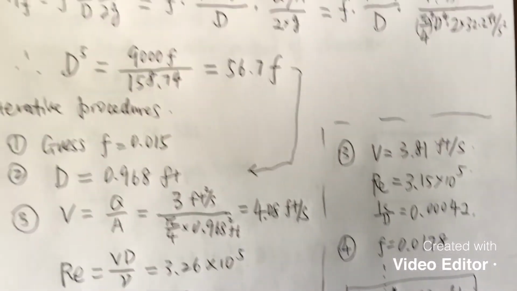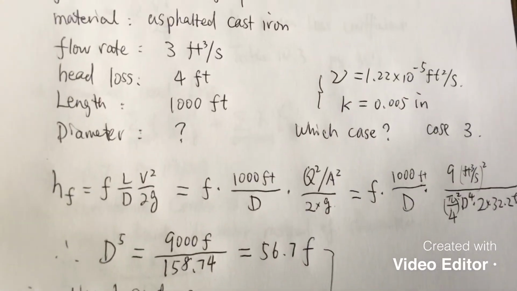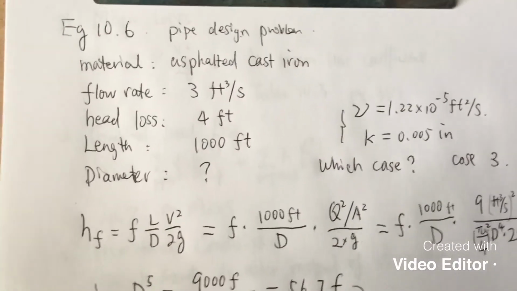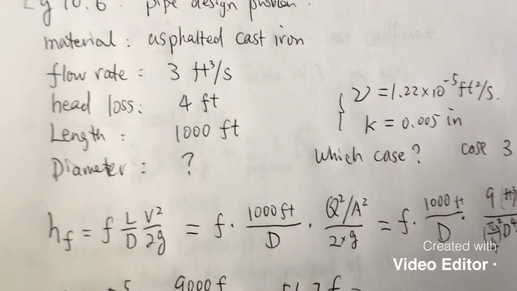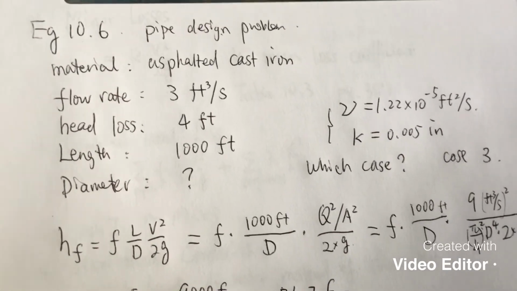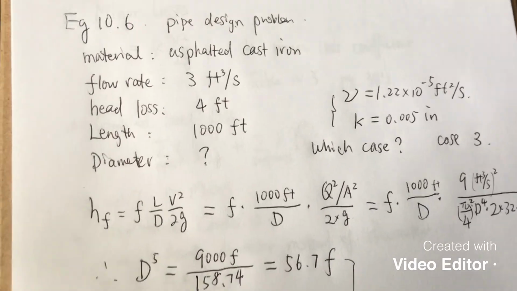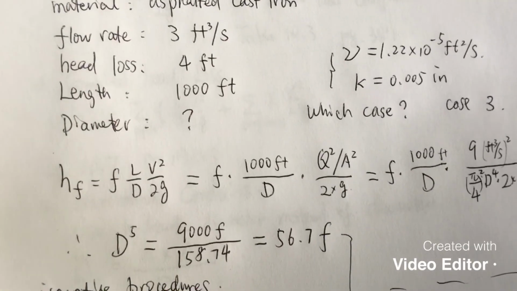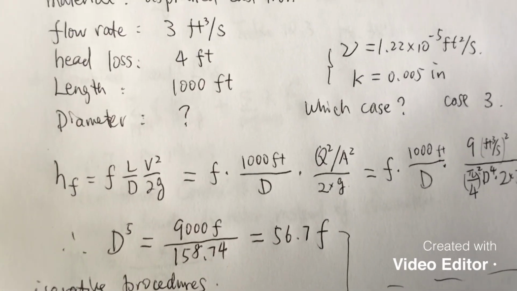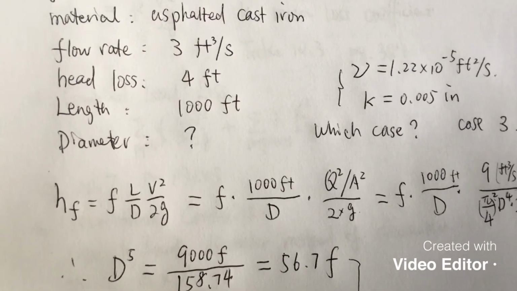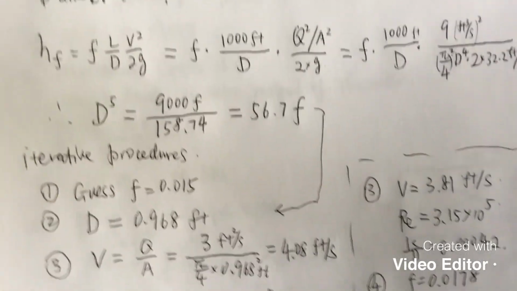This is a very practical problem. In piping design, with this problem, you can actually do some simple design of the piping system. The design is to determine the diameter, what type of diameter of pipe you're going to use for that system.